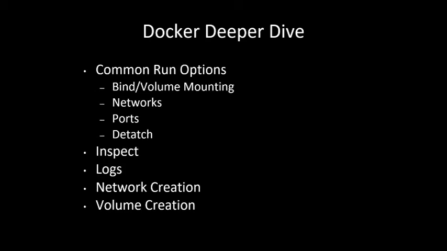You can also do networks, like what I did with the Docker Compose file prior. That one created those two different networks, but you can also create those all manually by hand. Port mapping is a really big one that you need. And then detaching as well. Inspect is a very important one. Logs, network creation, and volume creation.